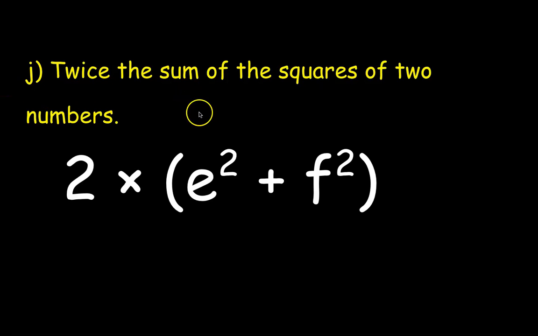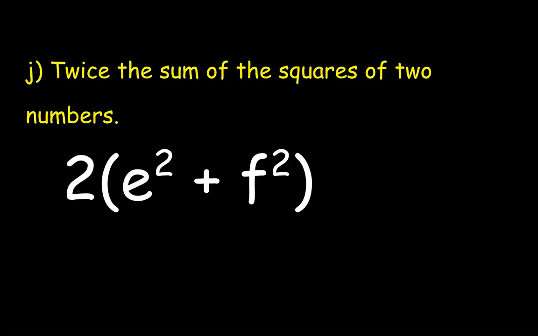Right. Here is the sum of the squares of two numbers, e squared, f squared, and I add them together. So that's the sum of the squares of two numbers multiplied by 2. Just so, because we said twice, remember, we try and get rid of multiplication signs. It looks like that. Twice, that 2 gets multiplied by this whole bracket.